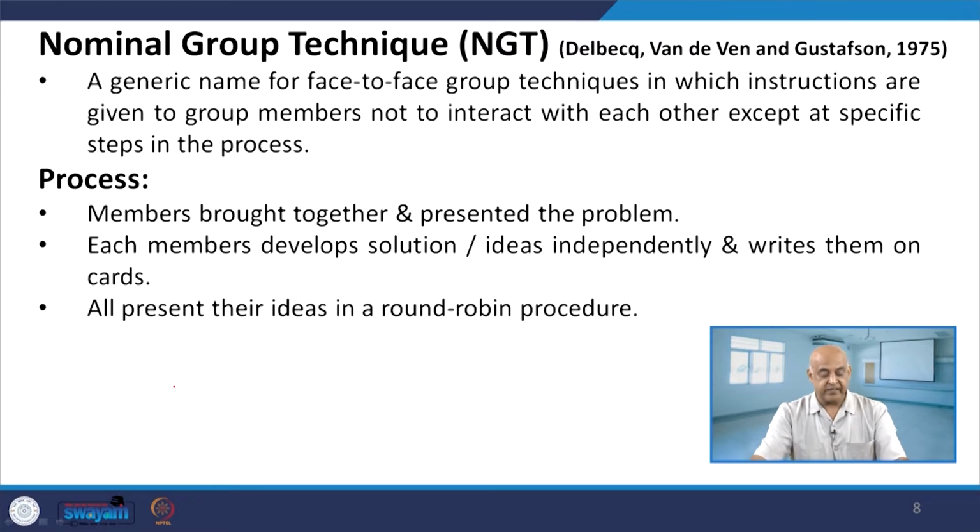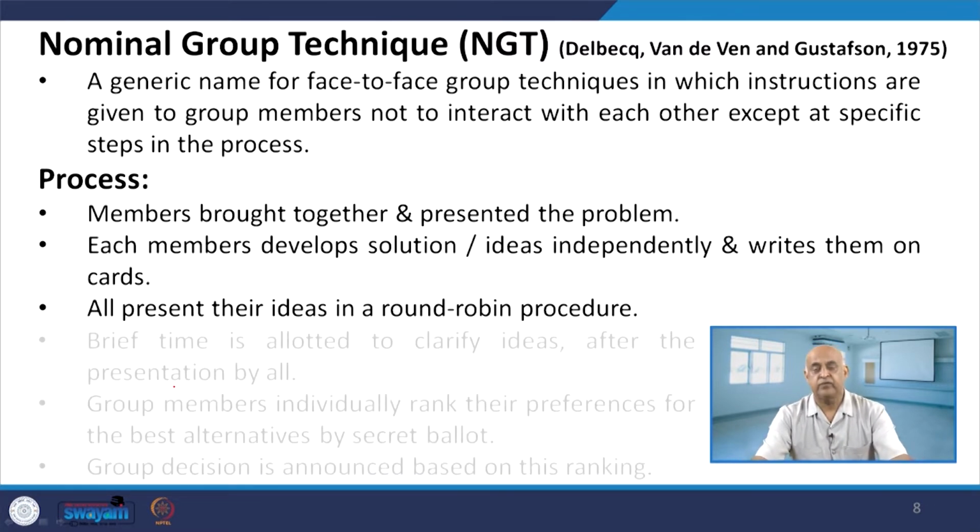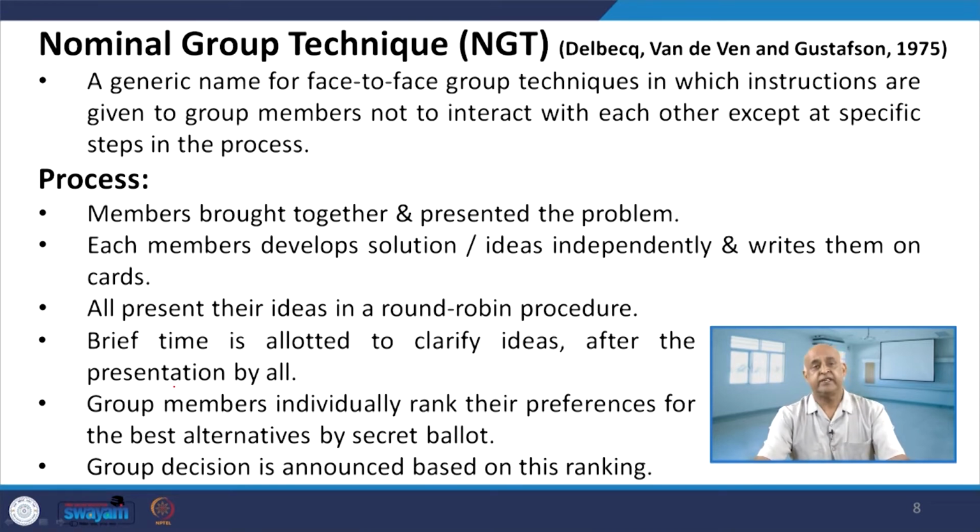So this is a very important aspect, how we go about these particular members, right. Each member's idea that is given will be discussed. But this is not free will, it is on the basis of that particular nominated group only, and that is why it is called the nominal group technique. A brief time is allotted to clarify ideas. After the presentation by all, group members individually rank their preferences for the best alternative by secret ballot, and the group decision is announced based on this ranking, right.